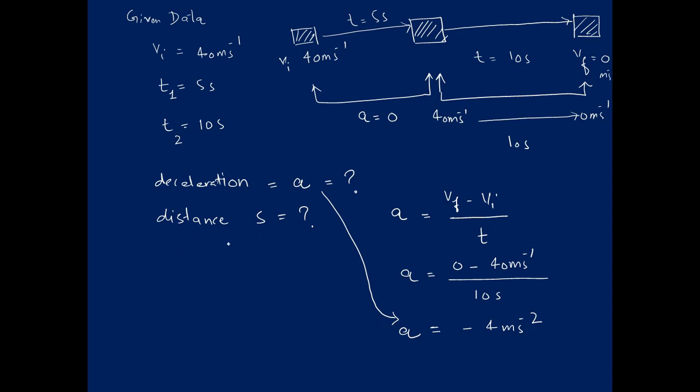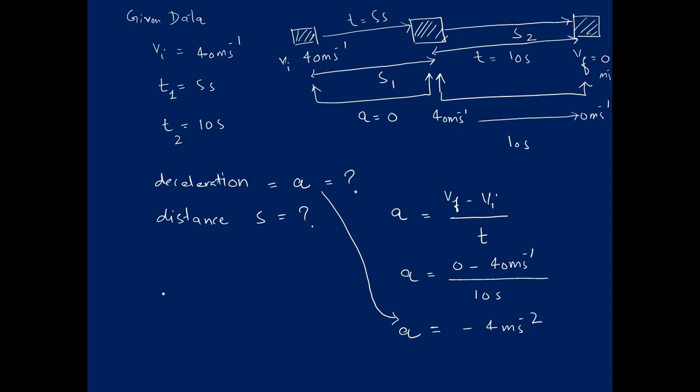The second thing, we have to calculate the distance. The car traveled a distance when it was moving with uniform velocity, the distance of this part, that is S1, and then the car travels a distance from when the brake was applied and started to decelerate. It also covers a distance in that part. It is denoted as S2.